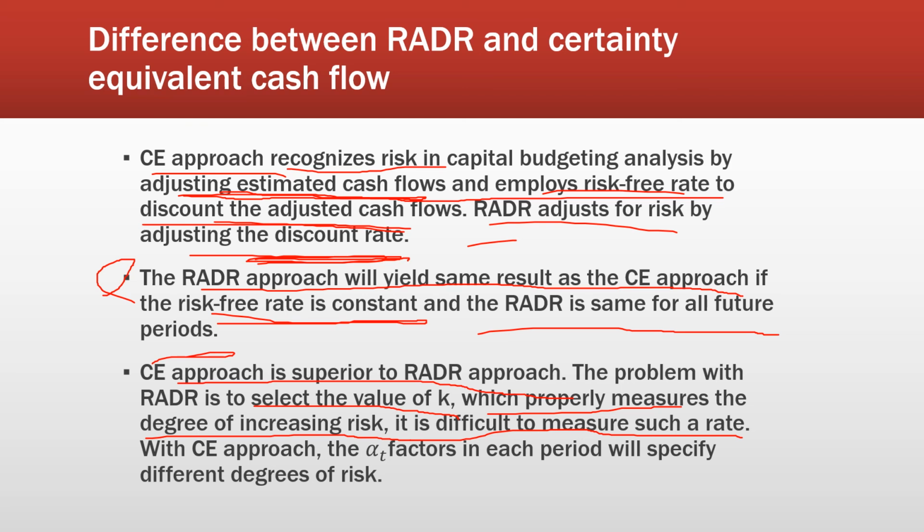But in the CE approach, there is the certainty equivalent coefficient, that is alpha t factors. In each period it will specify different degrees of risk. Alpha t is for the time period. Suppose the risk for the first period or first year is lower, then alpha t will be adjusted for that particular period. If in the second year the risk is higher, then alpha t will be adjusted for the second period. But it is not the same for the RADR. You have to select a particular value of K which is constant there. So this is the difference between the RADR and the certainty equivalent cash flow or CE approach.